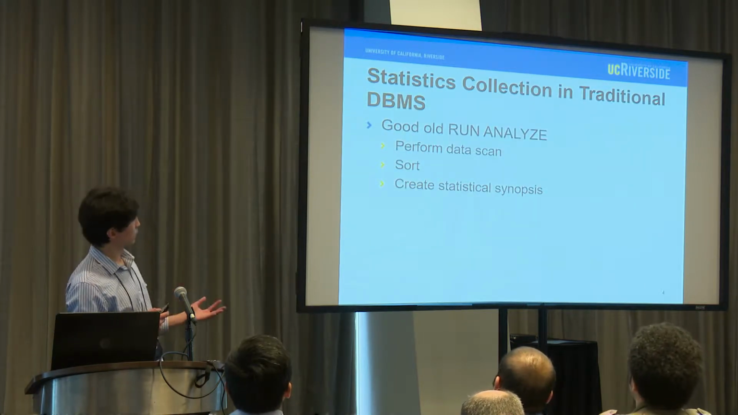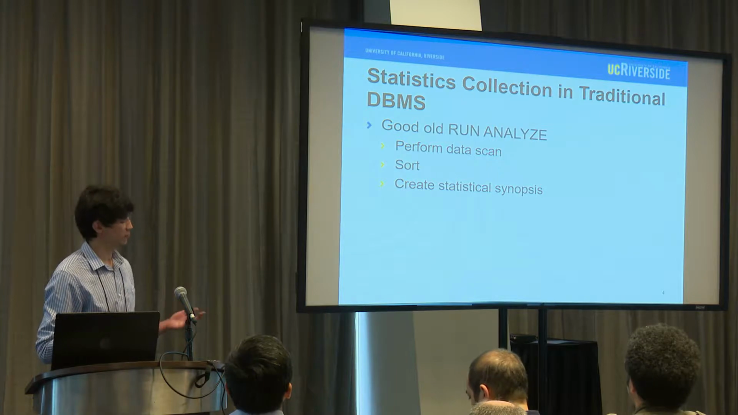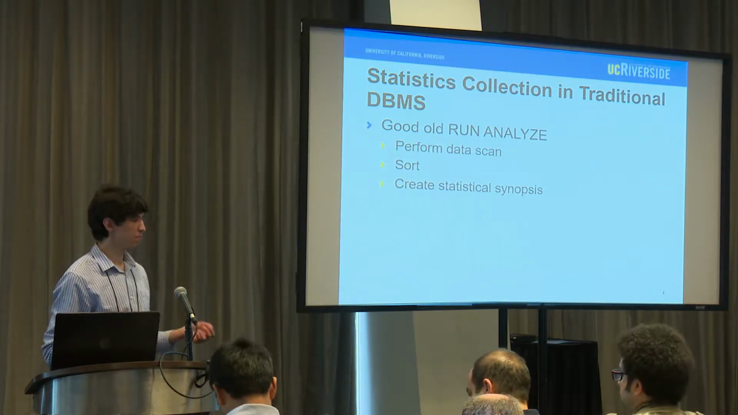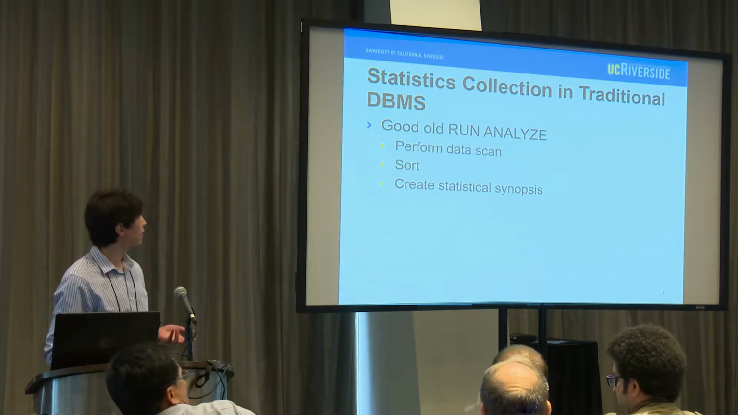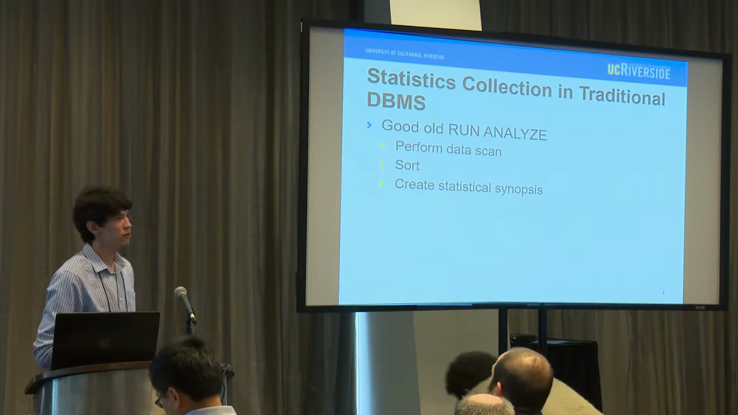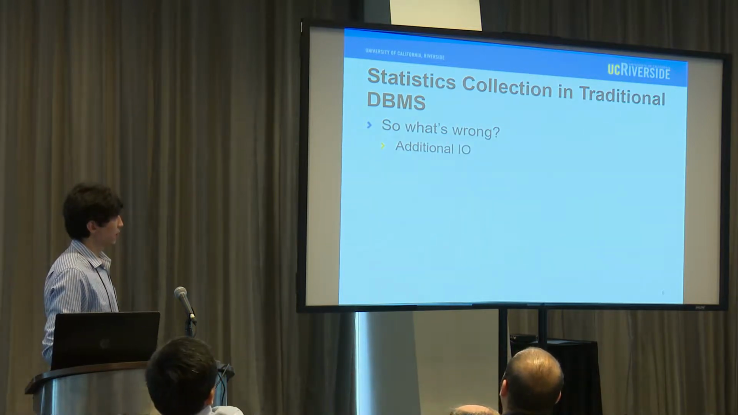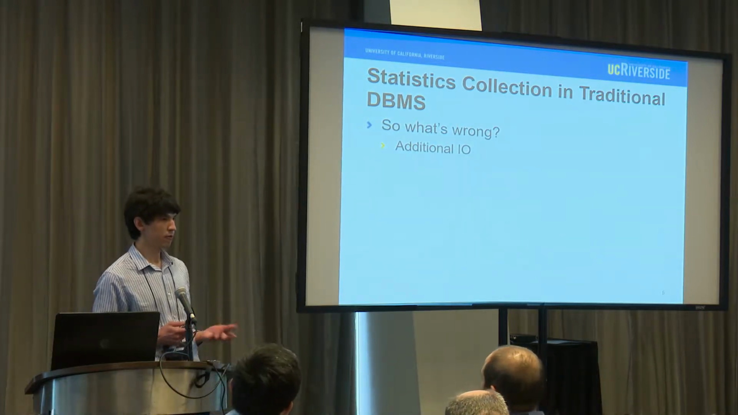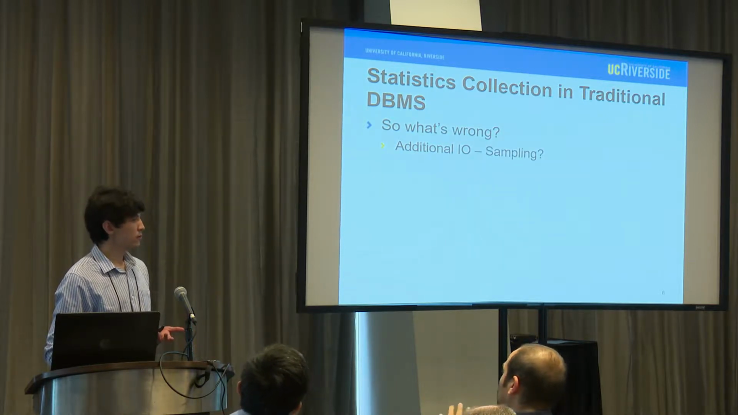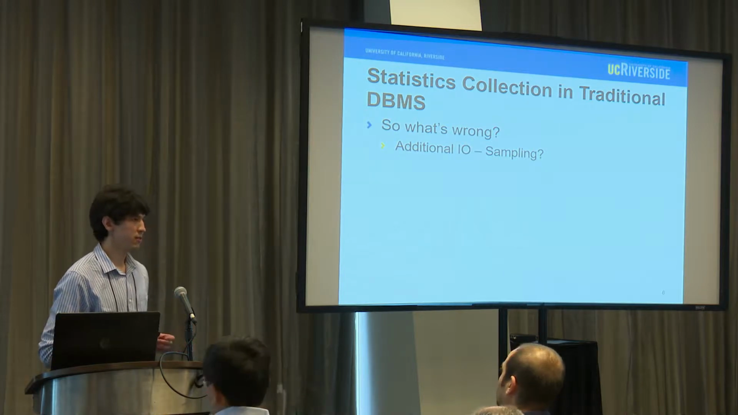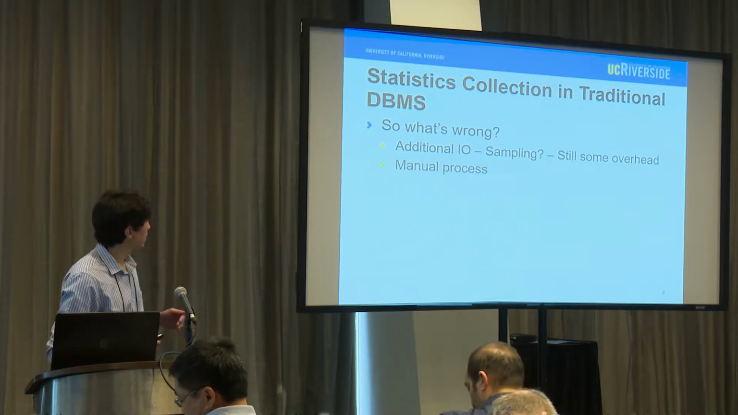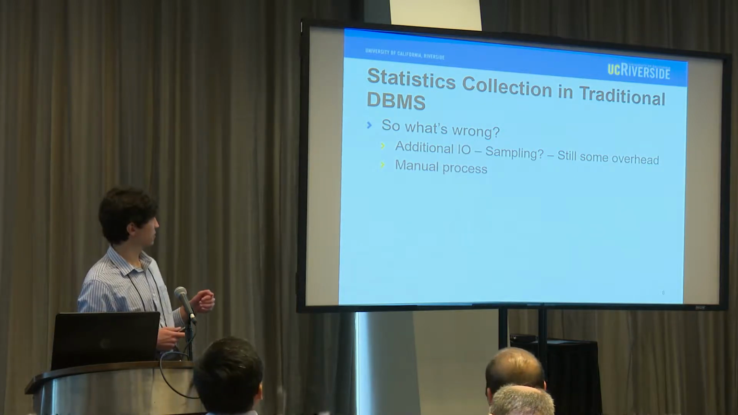So what is this traditional approach? I call it the run-analyze type of thing. It scans your data and does sorting in order to produce some kind of statistical synopsis. What's wrong with that approach is that because it does this data scan, it requires additional inherent I/O. And yes, we can sample and alleviate that problem to some extent, but still there will be some overhead associated with that.